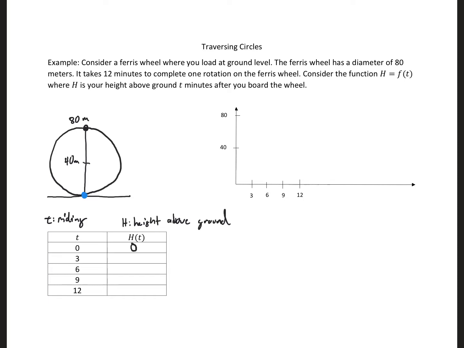As we begin to trace around this circle, it's going to take us 12 total minutes. So after 3 minutes of time, I would be 1/4 of the way around the circle. So this is 3 minutes of riding here, 3 total minutes of riding. Remember, we are outputting our height above ground. So after 3 minutes of riding, I am 40 meters above ground level.